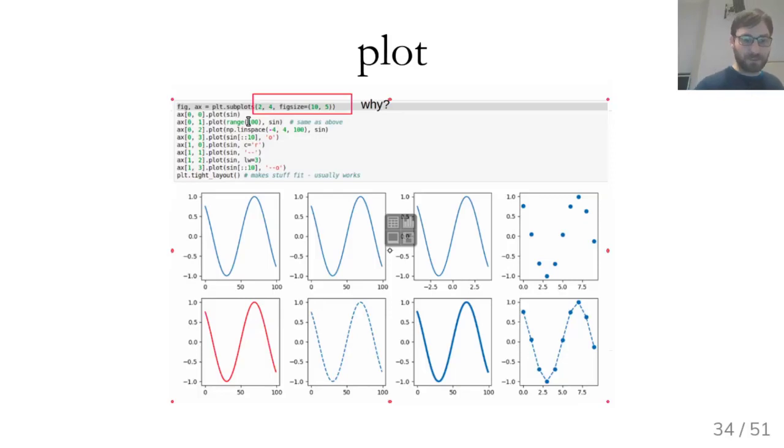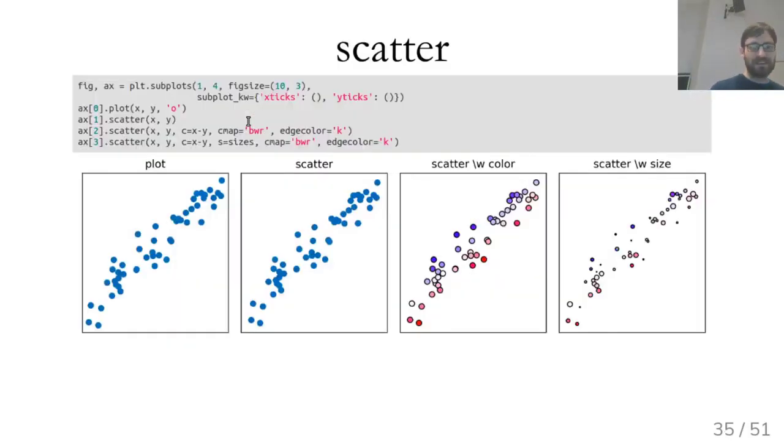Cool. So another command that's very useful is scatter. Scatter can do scatter plots. Plot can also do scatter plots. So here, the first one is just calling plot with O. The second one is calling scatter with X and Y. They're the same.